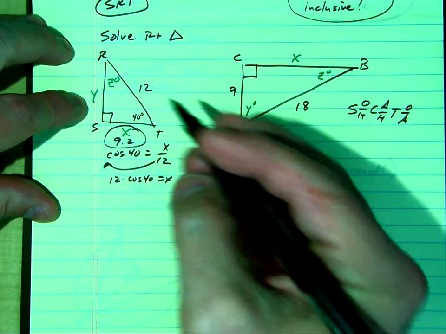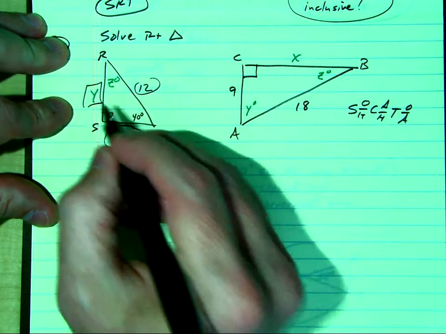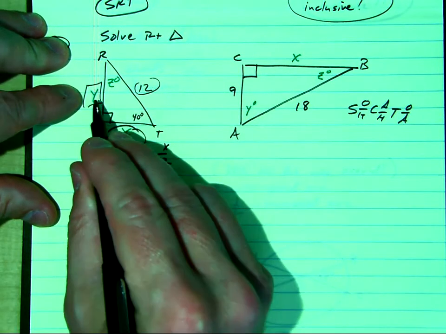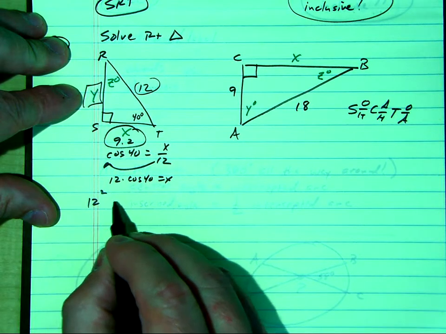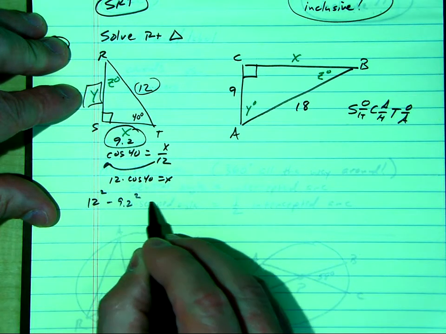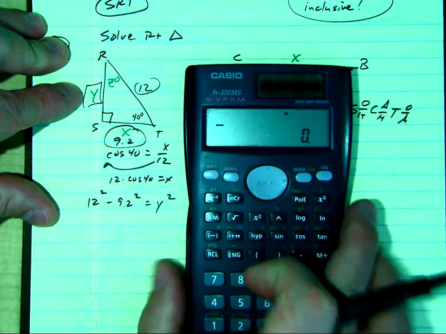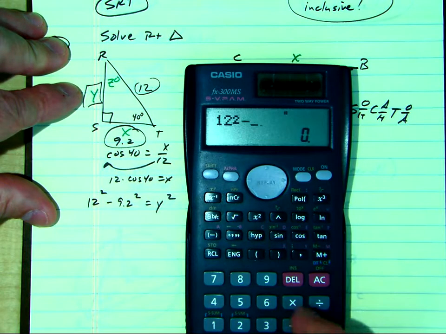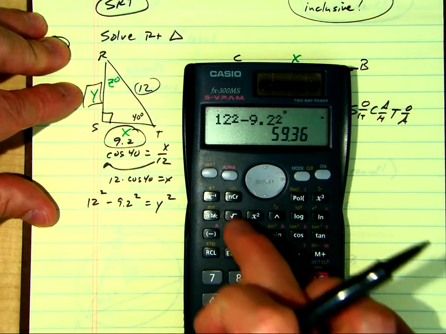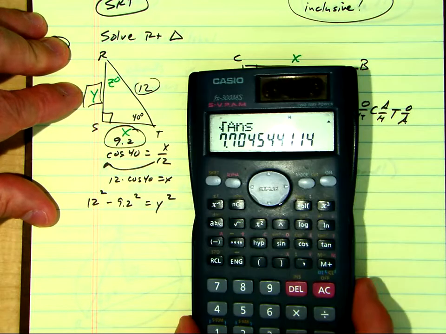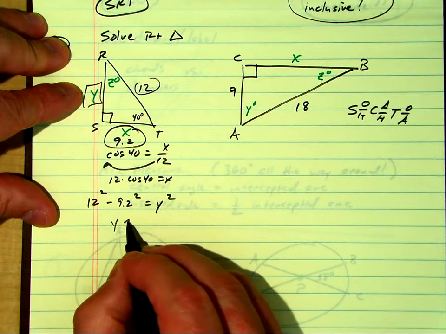Now, we can use the Pythagorean theorem with 12 and 9.2 to find y. And remember, you're finding one of the legs, so you're going to subtract. So we're going to do it in the calculator: 12 squared minus 9.2 squared equals y squared. So let's do that, 12 squared minus 9.2 squared equals, and then take the square root of that number. So about 7.7. Okay? Y is about 7.7.